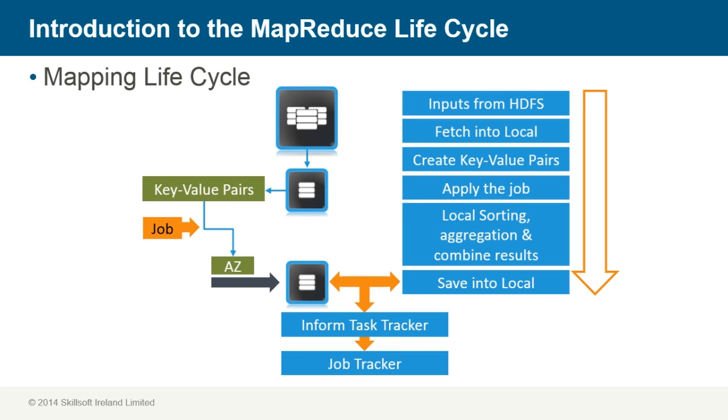5. The results will be saved in the local file system. 6. Once the task is done, the task tracker will be informed. 7. The task tracker informs the job tracker. And 8. The results will be passed on to the reduce phase by the job tracker.